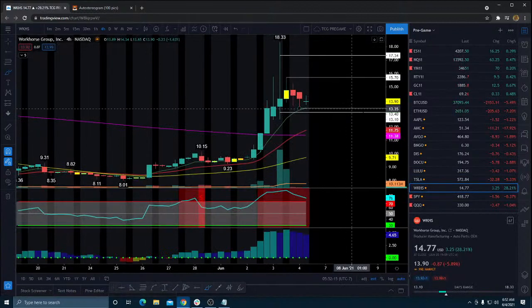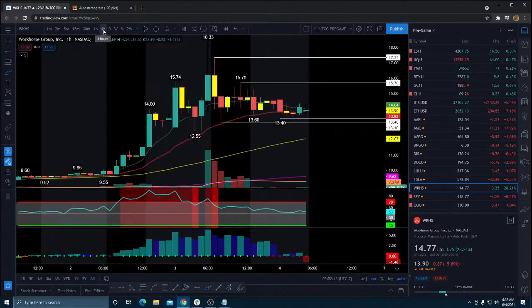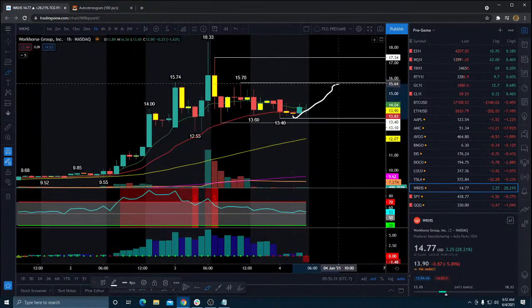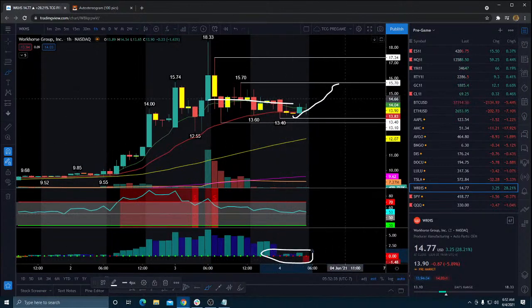Workhorse, here are the levels. It got cut from market outperform to perform, and with a price target of $13. So if the market is strong, I wouldn't be looking to short Workhorse, but Workhorse was on my list because I love this tightening range. I love this squeeze. It had some nice pre-market volume. Would love to short either 15.70 or even better 17.34.